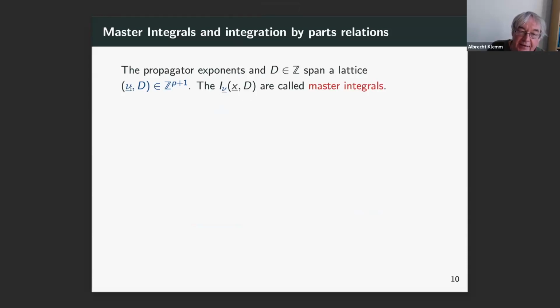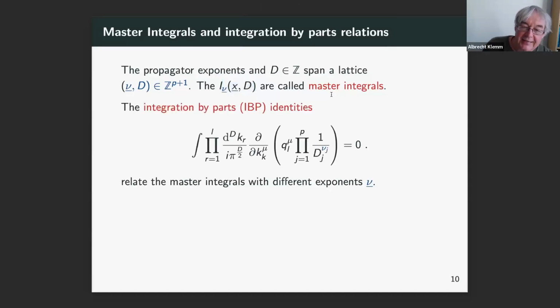So first of all, I had this propagator exponent that I introduced. I call them nu. This is a vector because we have many propagators. And then I also would take my dimension here and put it all in the lattice. And then these kinds of integrals are called the master integrals. And there is an interesting mathematical theory about it. This here is the most important equation, but it has nothing to do yet with the mathematical theorem. So this is an integration by parts relation, which is just due to the fact that this is a total derivative term in this integral, so it evaluates to 0.